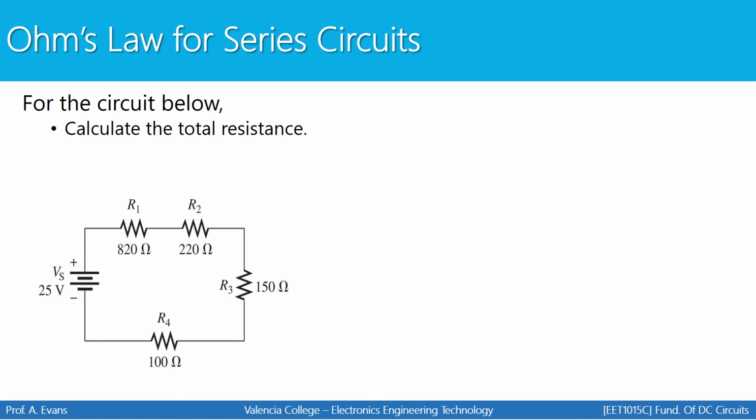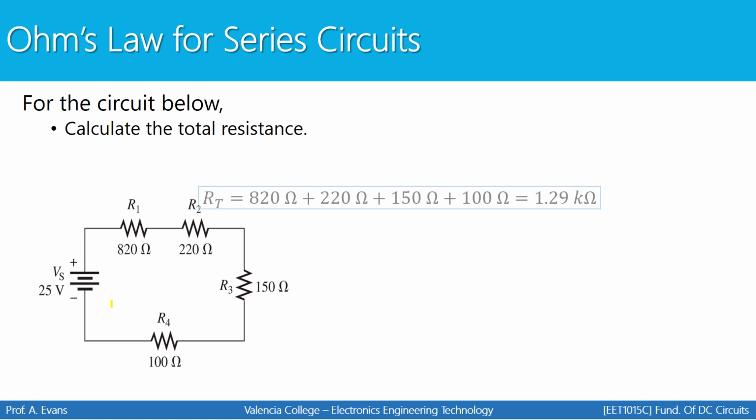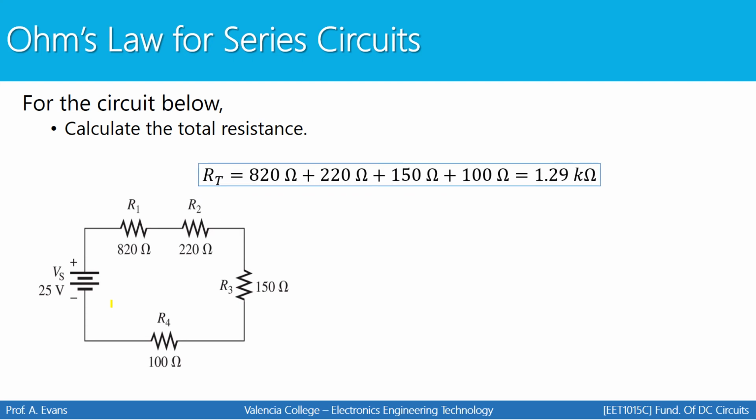Let's begin with calculating the total resistance. Remember that when you have resistors in series, which this is a series circuit, there's only one path for current to take. We're simply going to find the total resistance by adding up all of those resistors that are along the path. That's going to give us 820 ohms plus 220 ohms plus 150 ohms plus 100 ohms for a total of approximately 1.29 kiloohms.